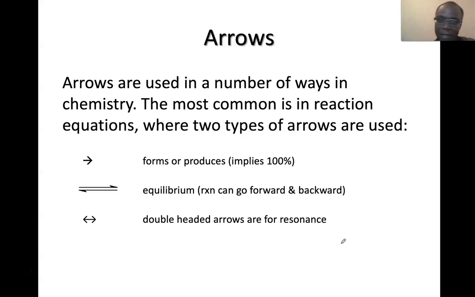So to remind you, whenever you are writing an equation of a reaction, an arrow between the reactants and products simply means that the reactants react to form the products. Whenever you have 2 half arrows pointing in opposite directions, that's an equilibrium. The reaction can go equally forward and backward. And then this one is for resonance. We talked about resonance before. It's a different representation of the same structure by moving bonds and lone pairs of electrons around.